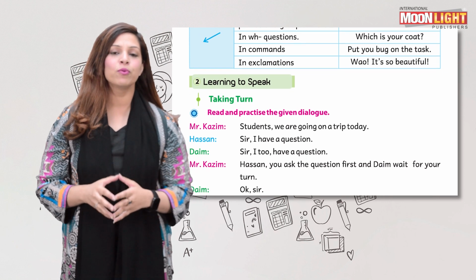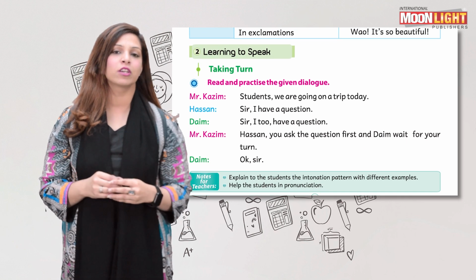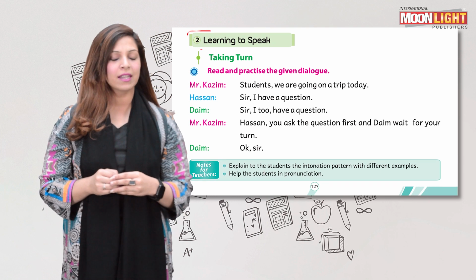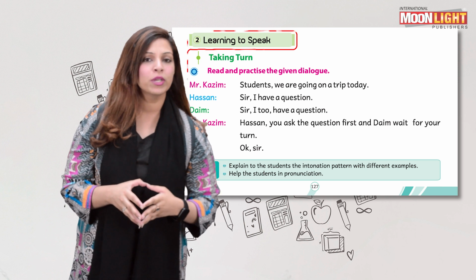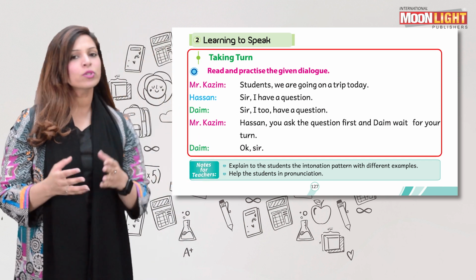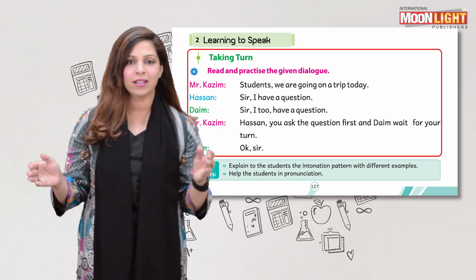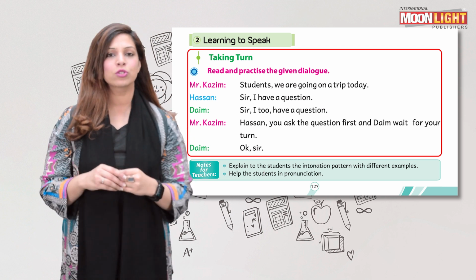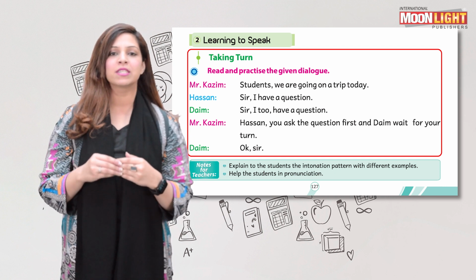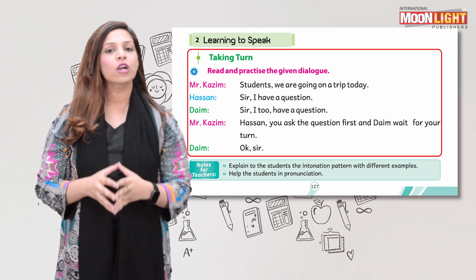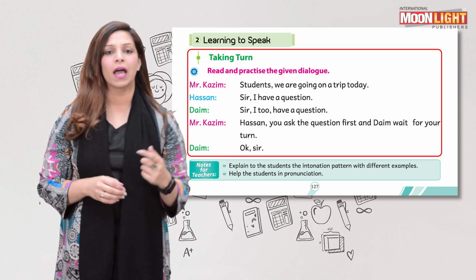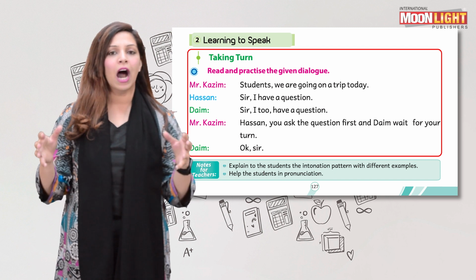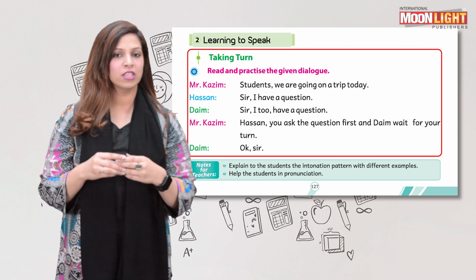Now it's time to move towards our next category of oral communication competency, and that is learning to speak. Whenever we talk about learning to speak, we have dialogues. Through the dialogues, we learn different etiquette. This time we are going to learn how to speak by taking turns. There is a conversation between Mr. Kazim, Hassan and Dain. Let's see how they take turns to communicate with each other.